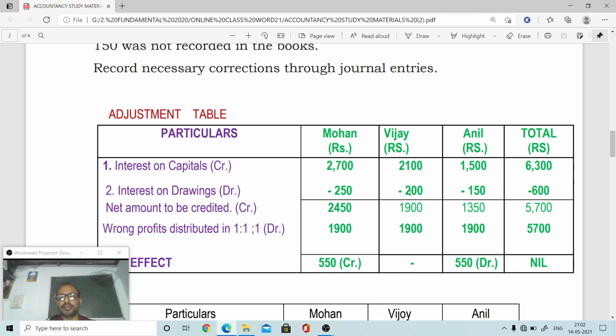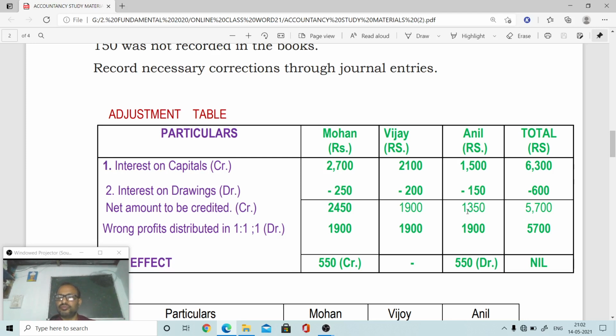2,100 interest on capital minus 200, that is an ultimate 1,900 amount to be credited, meaning benefit should be given to Vijay. Exactly Anil in the same way, 1,500 minus 150, 1,350. So 1,350, that amount to be credited. Now the total is 5,700, so 5,700. So that was the error.